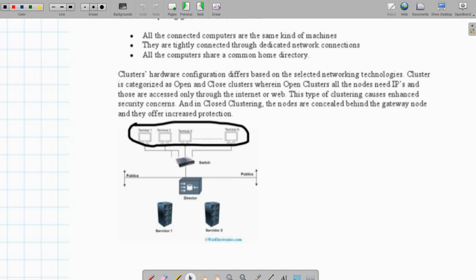And all the computers share a common home directory. That means if you think of the memory of this cluster computer architecture, they basically share a common home directory. This directory in the diagram is shared by all the n terminals in the cluster computer architecture. There are different hardware configurations possible, and this difference is based on the selected networking topologies.